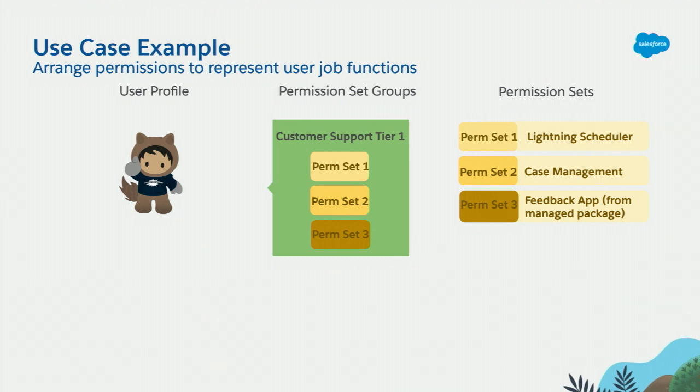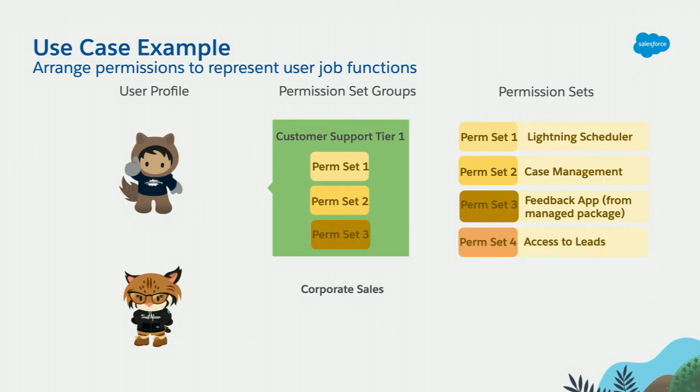Those permission sets I defined are pretty particular task-based perm sets that maybe my other users will need in their job roles. For example, my other user, Appy, is a corporate salesperson, and she also uses Lightning Scheduler, but in addition to that, her job function requires her to interact with the lead objects. So what I can do is grab perm sets 1 and 4, and easily form a perm set group that represents the access needs for a corporate salesperson, and then assign it.